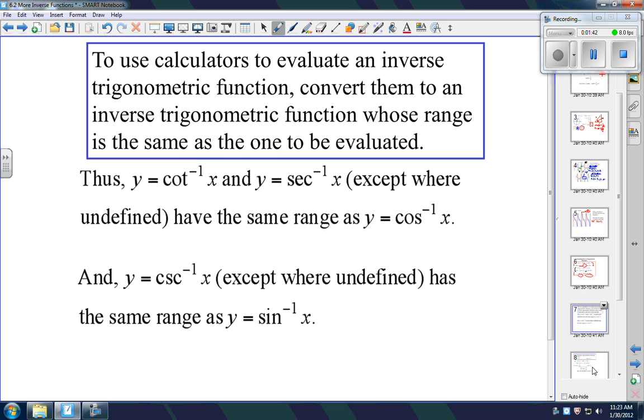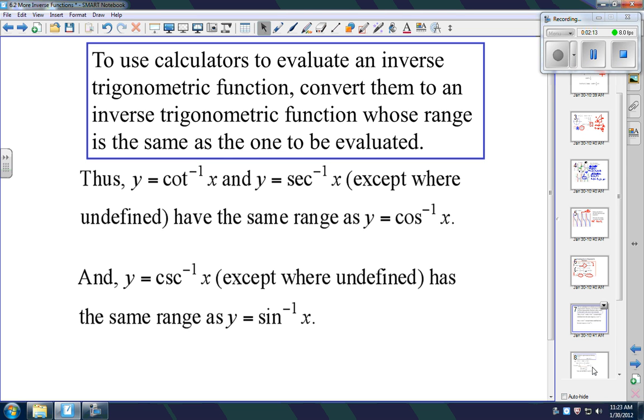If you're going to use your calculator here to evaluate any of these new 3 that we looked at, okay, we don't have an inverse secant button or an inverse cosecant button. You have to change them into one of the original 3 that we know. Okay, so convert them into an inverse trig function whose range is the same as the one to be evaluated. Okay, so it's just kind of the book's fancy way of saying you don't have an inverse cotangent button, so don't try and do it.